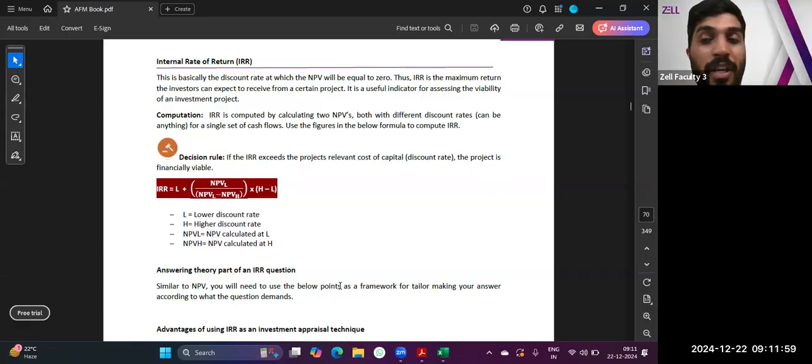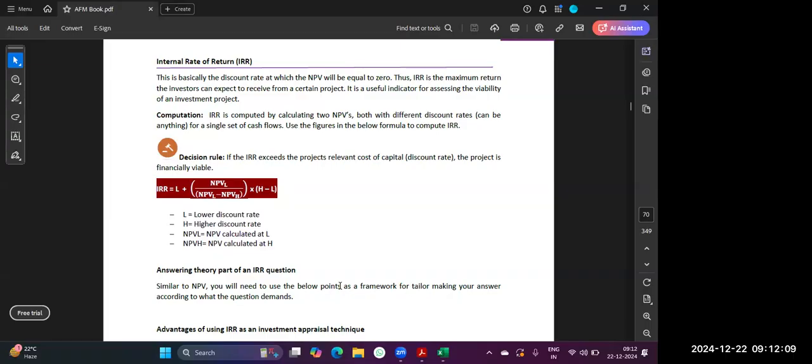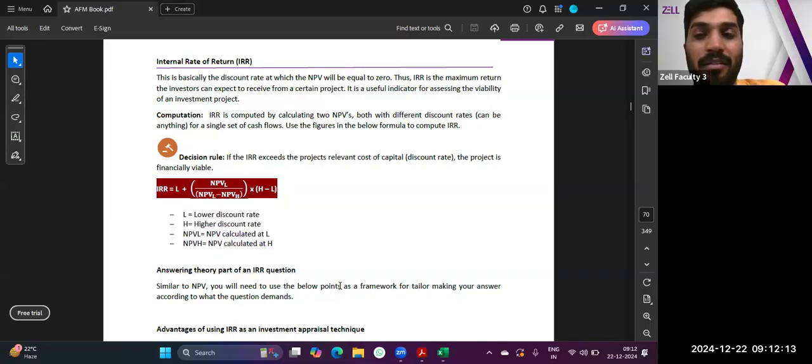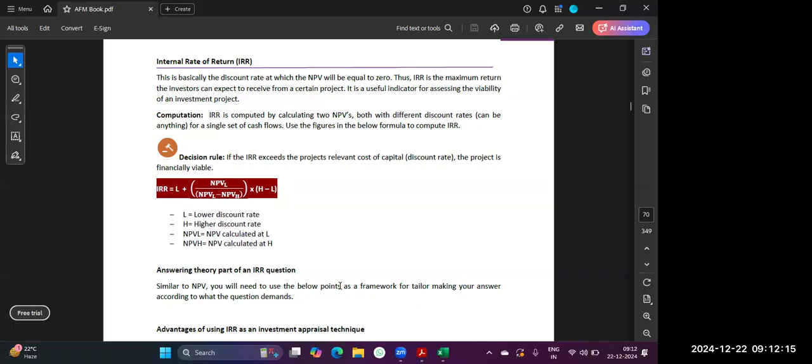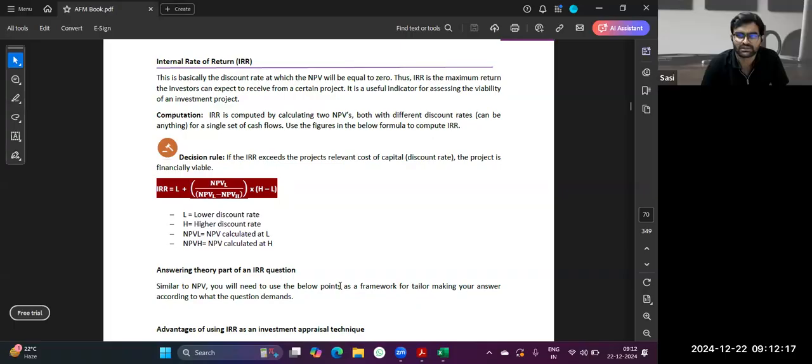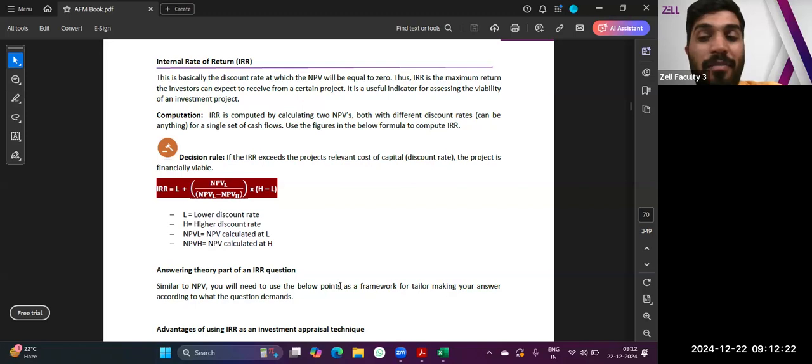Listen carefully. You're taking a loan from a bank at 10%. You're investing in a business. What is the minimum return that business should give you? At least 10%. Why 10%? Because we took a loan for 10%, to cover the cost of capital. Bare minimum, if I make 10%, then I'll be able to cover my interest cost. Correct. So your bare minimum margin is that.